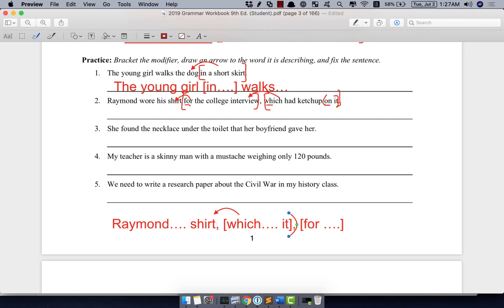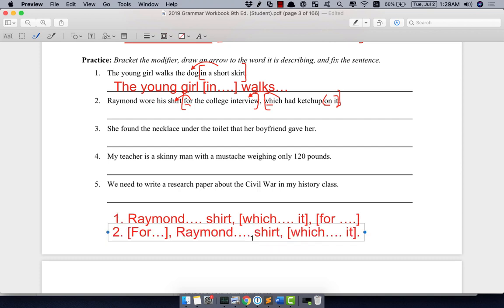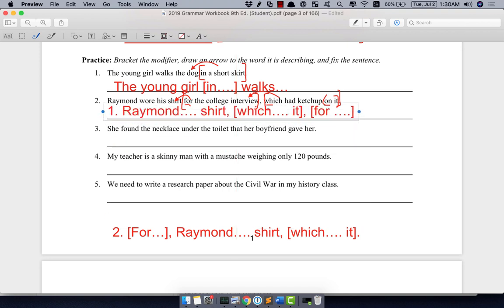Okay, so you can say: Raymond wore his shirt, comma, which had ketchup on it, comma, for the college interview. That's one way to fix it. And the second way is you can move the modifier to the beginning of the sentence, like so. If you move the phrase for the college interview to the beginning, then for the college interview would be describing Raymond, and Raymond wore his shirt, which had ketchup on it, and that will also work. Okay, so for number two, you can write whichever one of these two sentences, and that would be correct. For now, I'm going to put number one here, but know that number two is also correct. Okay, number three gets a little bit trickier.